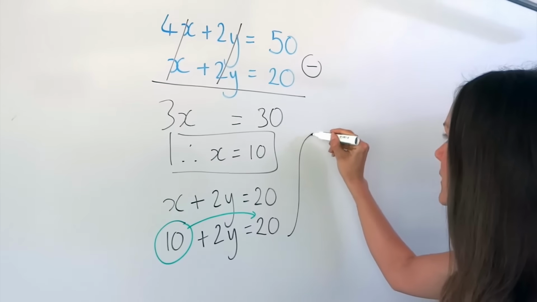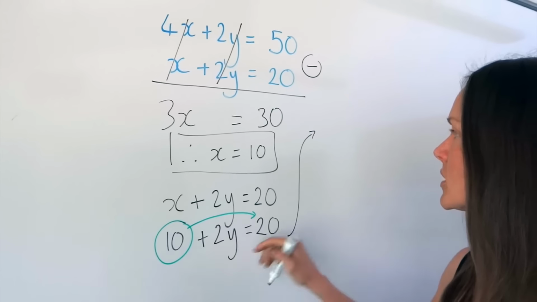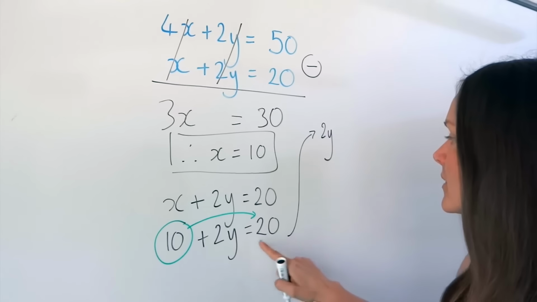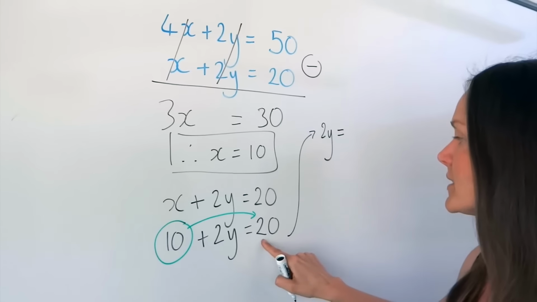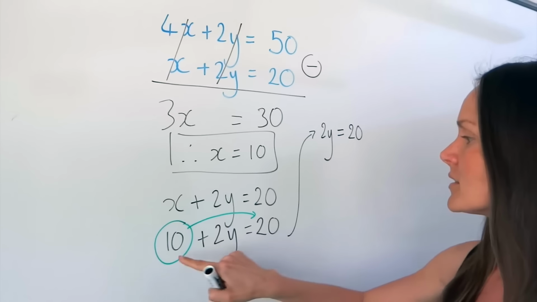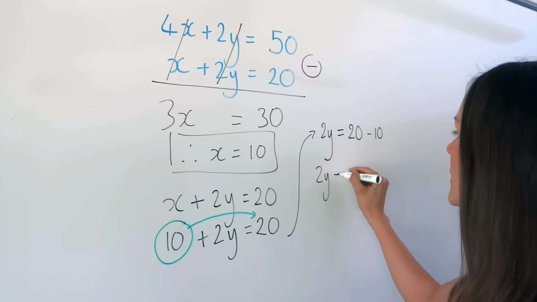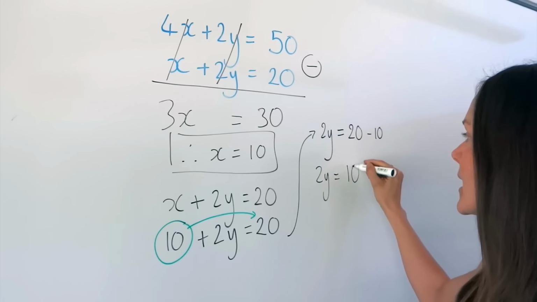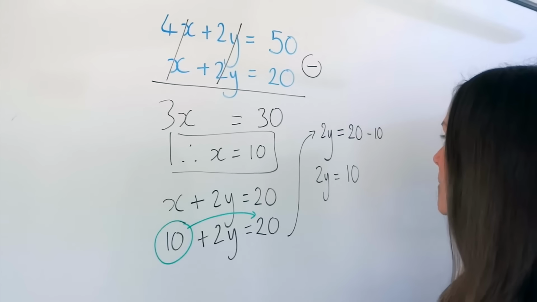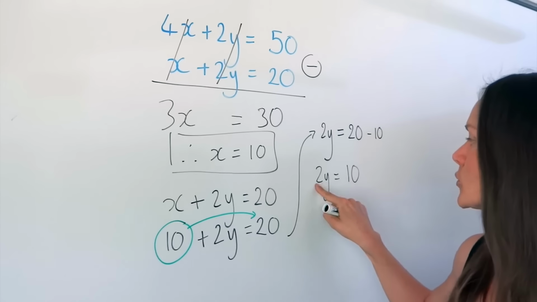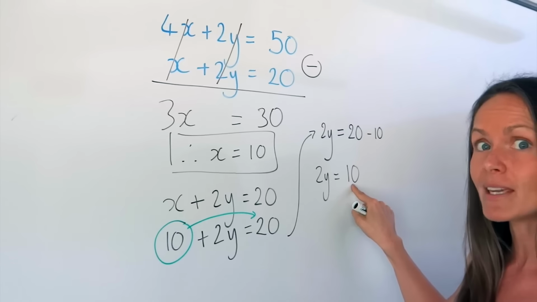So now the equation is positive 2y on the left. Then we've got our equal sign. The 20 hasn't moved, but this becomes negative 10. So I'm just going to tidy that up a bit. 20 take away 10 is 10. So the value of y must be 5, because 2 multiplied by 5 gives me 10.